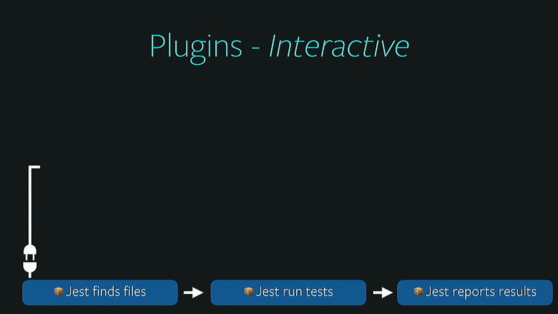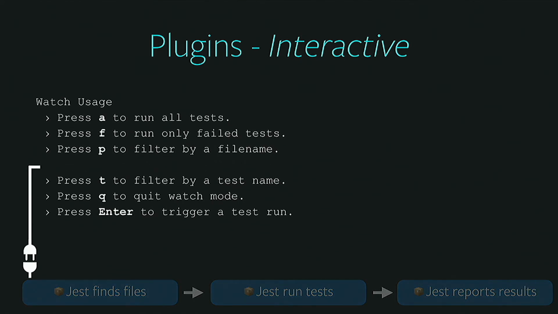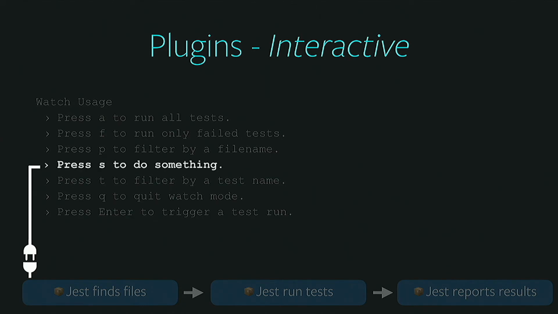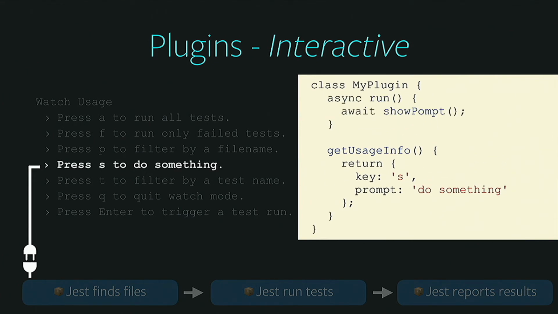Right now, what's the part where Jest includes most of the interactivity? This is the watch menu, right? That's where you type something, and based on that, Jest takes some actions. So imagine if we could add our own behavior there. We can do something like press S to do something. Basically, in your plugin, you simply provide the key that you want to be listening to and some prompt related to it. And when the user does press that given letter, then you will get called in this run, where you can just show your prompt or whatever is relevant in your plugin.